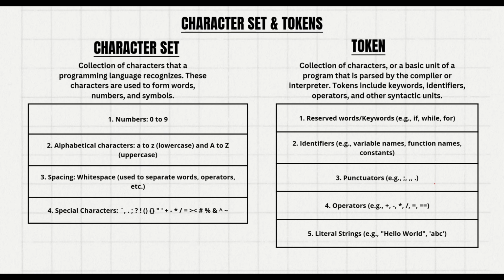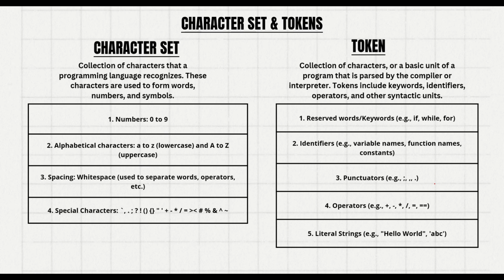Now let's discuss tokens. A token is a collection of characters or a basic unit of a program that's parsed by the compiler or interpreter. Tokens represent keywords, identifiers, operators, and other syntax components. Reserved words, also known as keywords, are predefined words with special meanings. Examples include if, while, and for. These cannot be used for anything else, like naming variables.